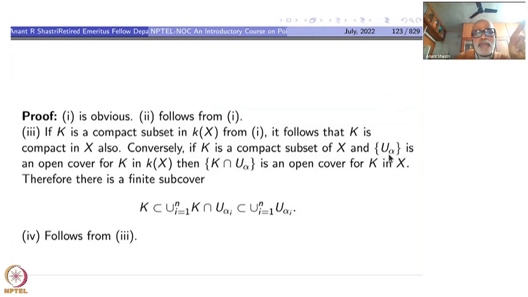I started with U alpha, which are open subsets of Kx. But now K intersection U alphas are open subsets of K in the old topology, the ordinary topology. Therefore, they will admit a finite cover. But the same cover will do for K in the old topology also. Once you have a finite cover, that is set theory, so it will cover in whatever topology you take. So K is contained inside the union over i from 1 to n of K intersection U alpha i, so it's contained inside the union of U alpha i.